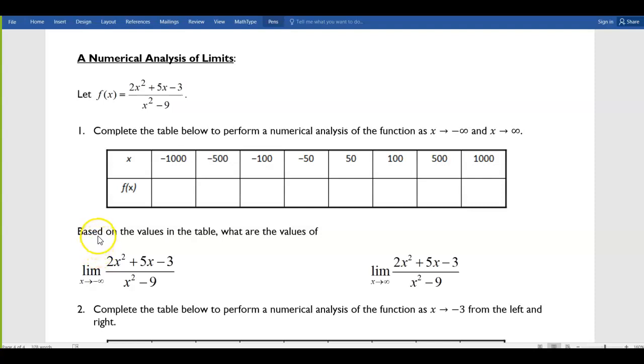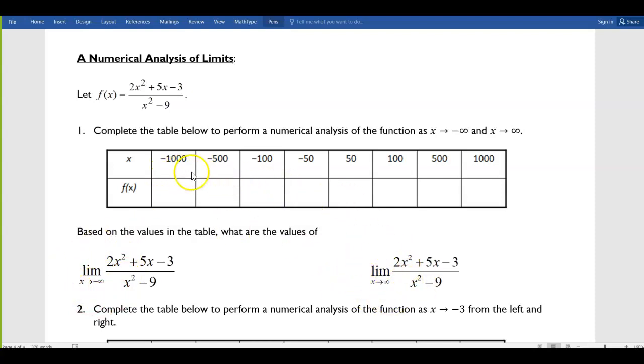Now we're going to talk about a numerical analysis of limits. When you see numerical, that means a table of values. We're going to look at this function, (2x squared plus 5x minus 3) over (x squared minus 9), and use it to try to find these limits: the limit as x approaches negative infinity, and the limit as x approaches positive infinity.